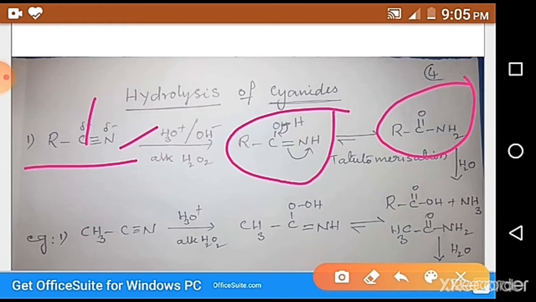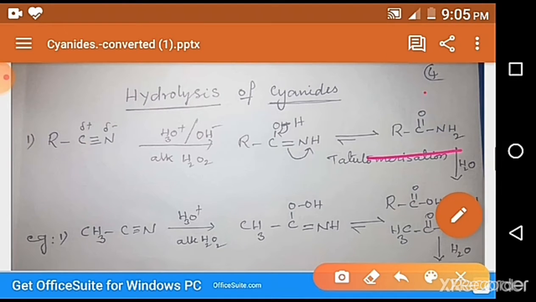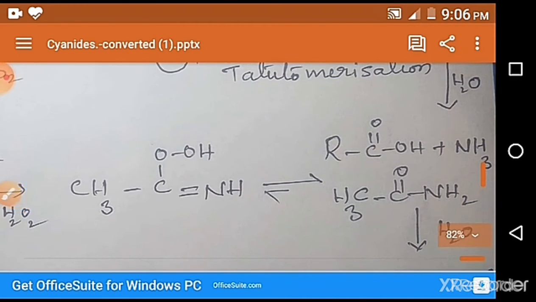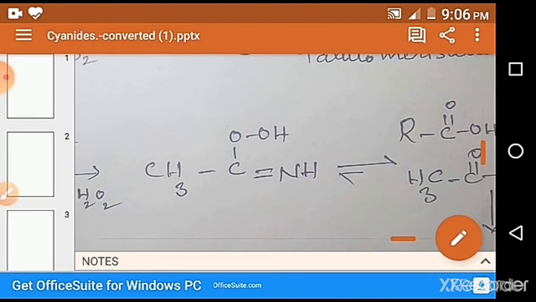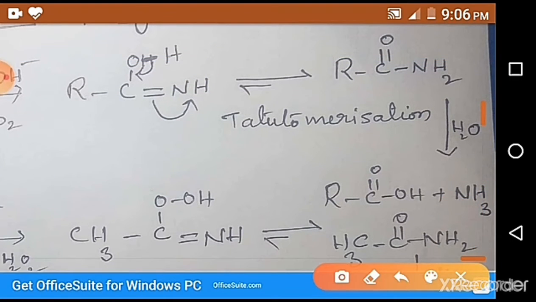These amides are the first step. These amides, when they react with one mole of water, give acids. What is happening here? You see carefully, in this the C-N bond is breaking, OH and H are added. H is added to the amine, OH is added to RCO. That's why you'll get acid and ammonia. You see, this is the carboxylic acid and ammonia.